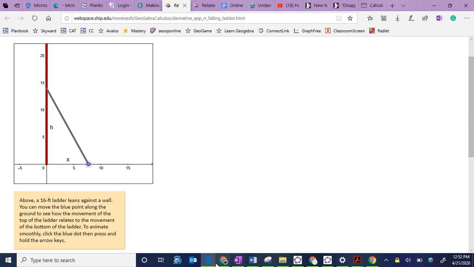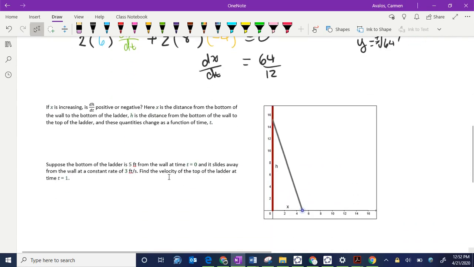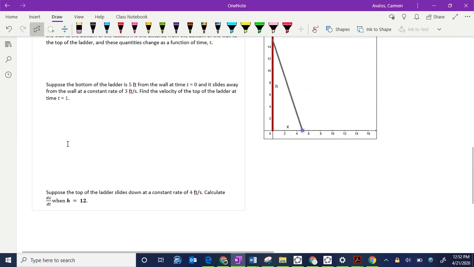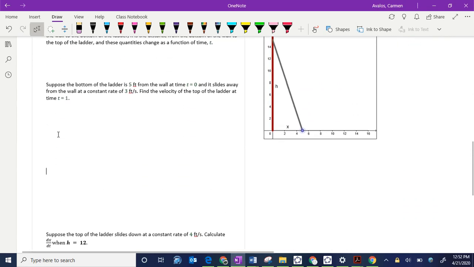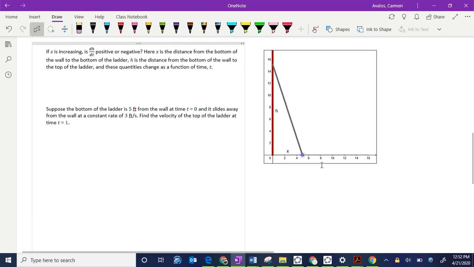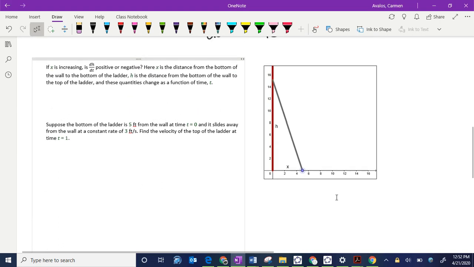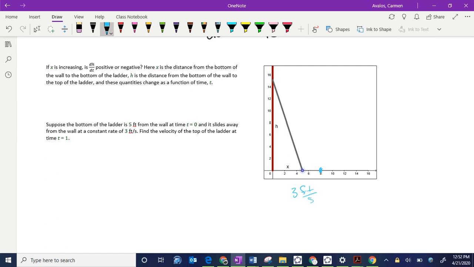So let's do that problem. Let's go back to here. And that's the problem that we are talking about right there. So let's work that out. We want to get here that the ladder, when it falls, is going to hit 8 right there. Because if this is sliding at 3 feet per second, at 1 second, it was at 5, now it's going to be 8 feet away from the wall.